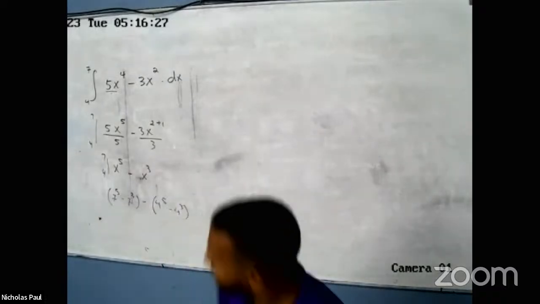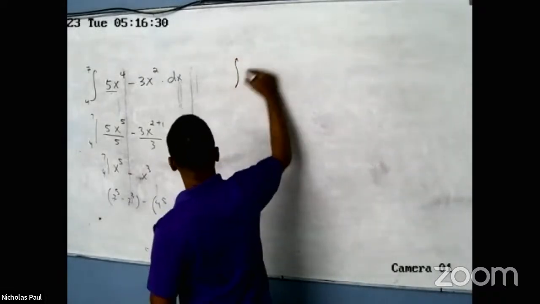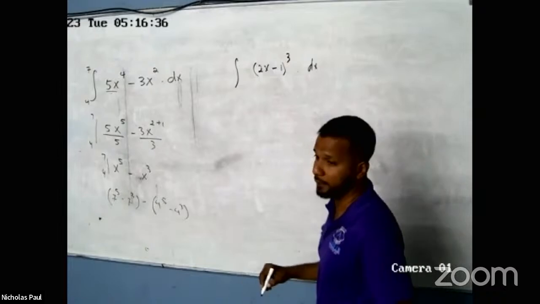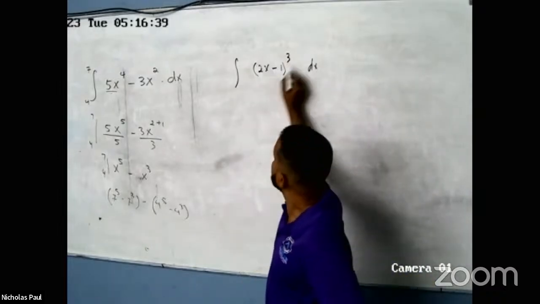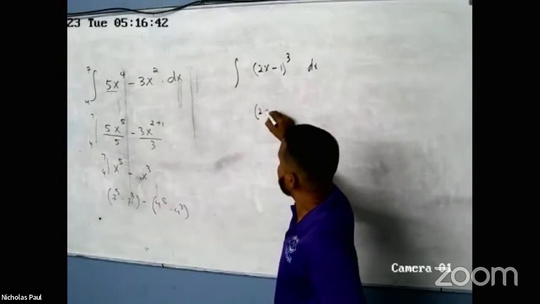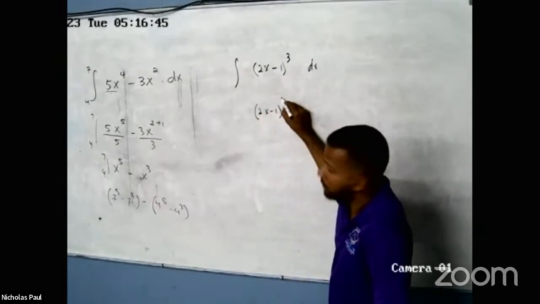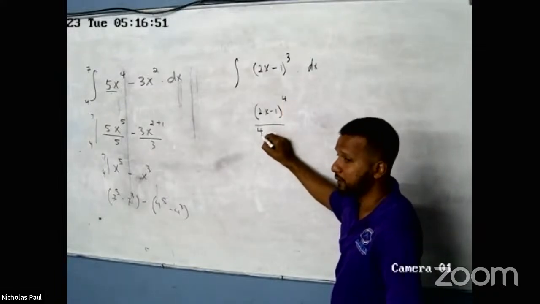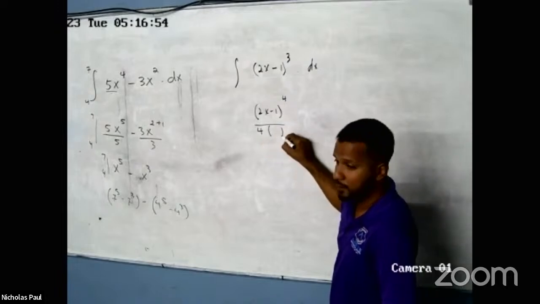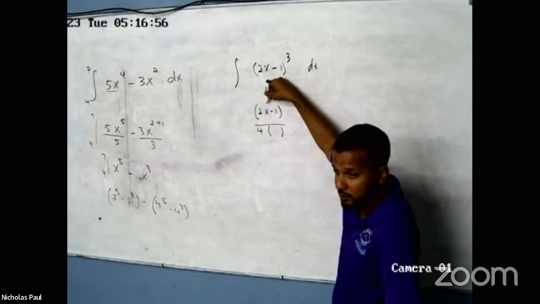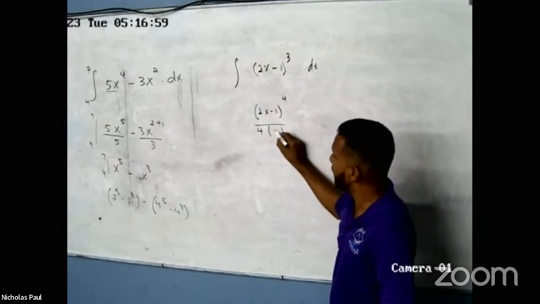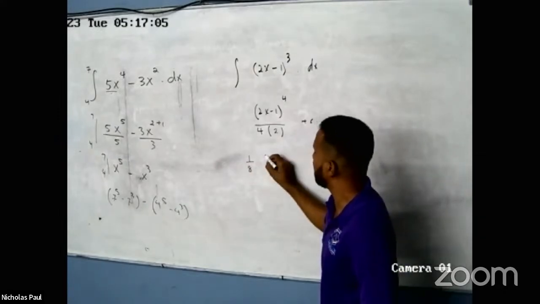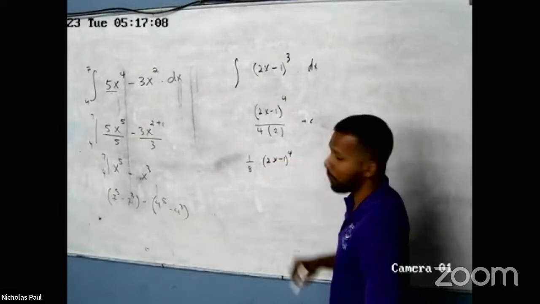You need to also be able to integrate functions that look like this. What's the integral of 2x minus 1 to the power of 3? What do you do here? You write back 2x minus 1 here. Add 1 to the power. You divide by the new power. And what else? You divide by the differential of the bracket. The differential of the bracket is 2. And you write plus C. So the answer will be 1 over 8 by 2x minus 1 to the power of 4.